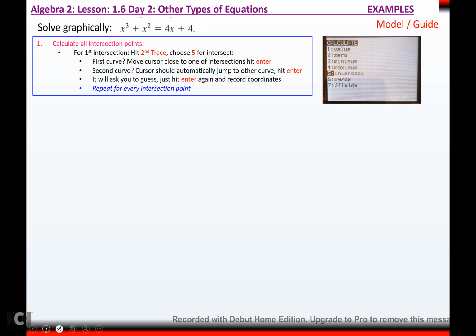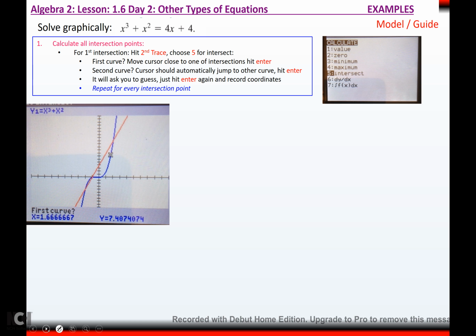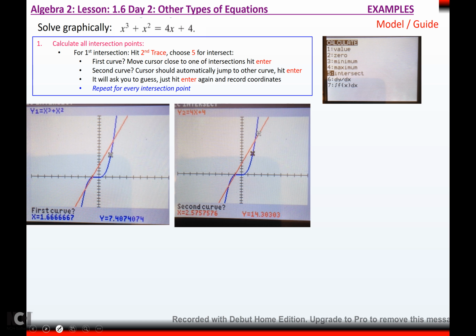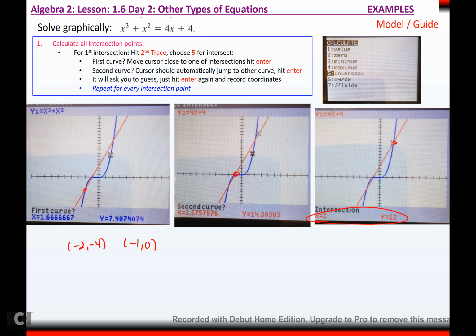All right, let's find that third one. Intersection. First curve, enter. Second curve, enter. Enter through the guess, and 2, 12. So I apologize on that one. We need to go back and redo that one. So of my solutions, this one was -2, -4. I'm assuming that that's going to be at -1, 0. And then this one is at 2, 12. So my three solutions would be -2, -1, and 2. Okay?